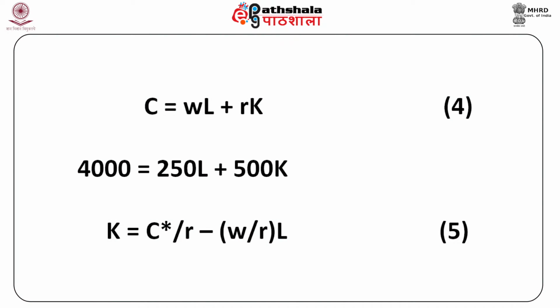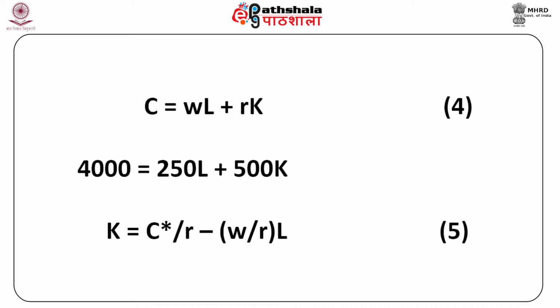This shows that the total expenditure on the two inputs can be represented by the following equation. C is equal to WL plus RK. This is given as equation 4. In the above example, the iso-cost line is given by 4,000 is equal to 250L plus 500K. Therefore, if a fixed amount C star is to be spent, the firm can choose among the combinations given by the straight line K is equal to C star by R minus W by R into L. This is given as equation 5.